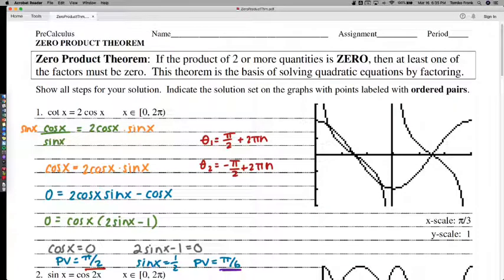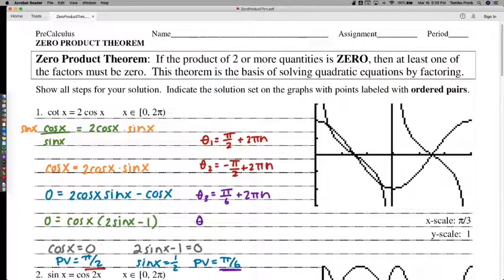Next, we've got that principal value, pi over 6. Now, that came from sine. That came from taking the inverse sine of 1/2. So in order to represent those equations, we're going to use the equations for sine. So that is the principal value plus 2 pi n, excuse me.